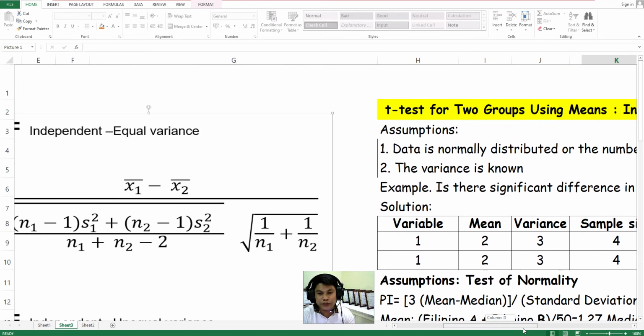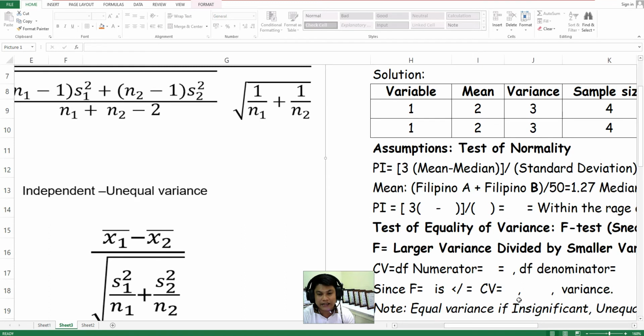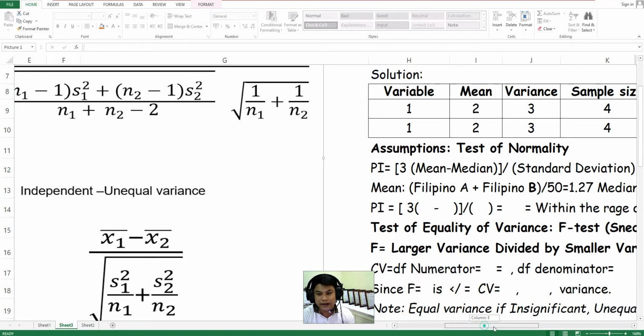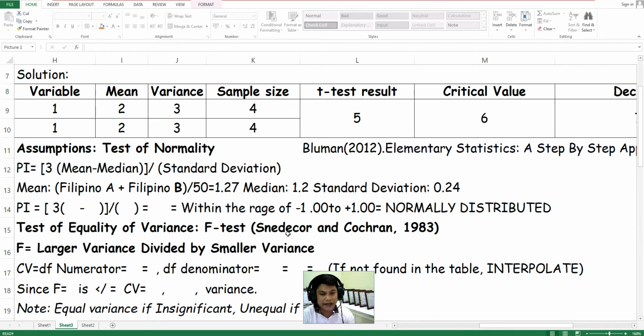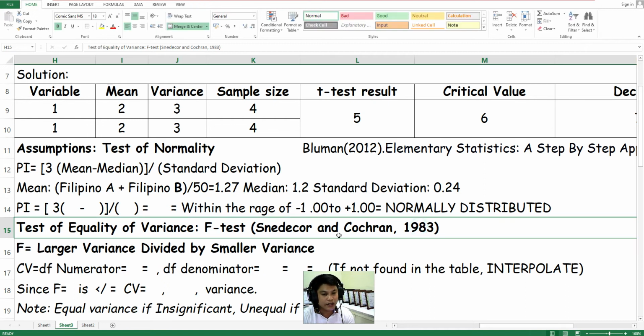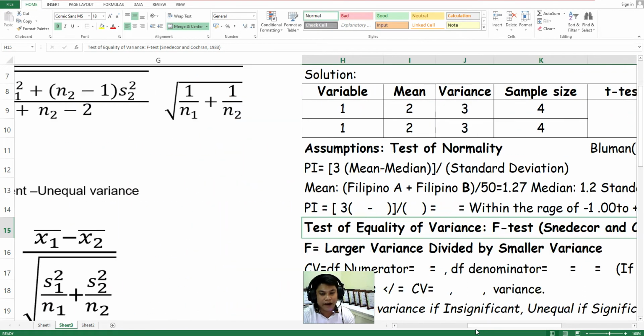We have to use another test, which you can study, or you can research also from Snedecor and Cochran 1983 from their book. So you can find this in their book. The test of equality of variance, we call that the F test. So how do we compute the F test? The larger variance is divided by the smaller variance.